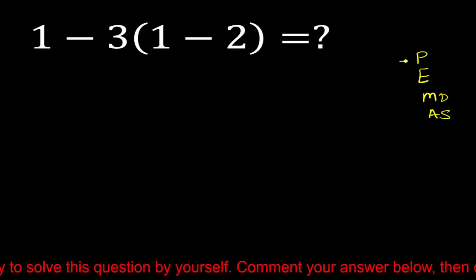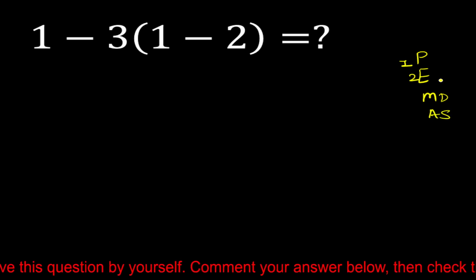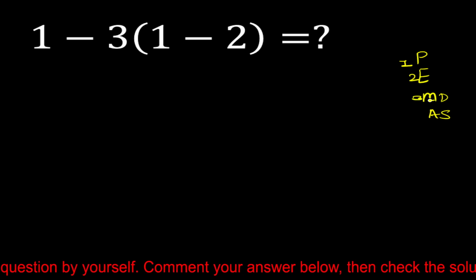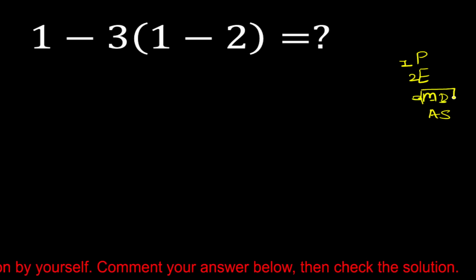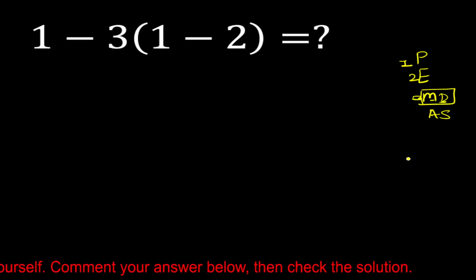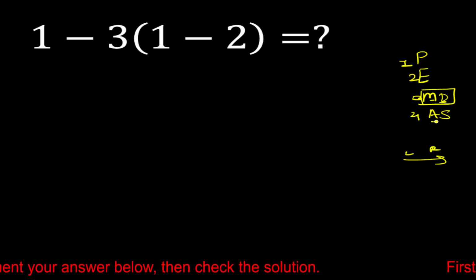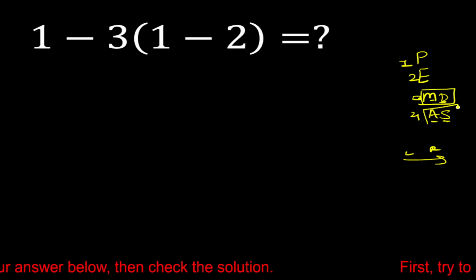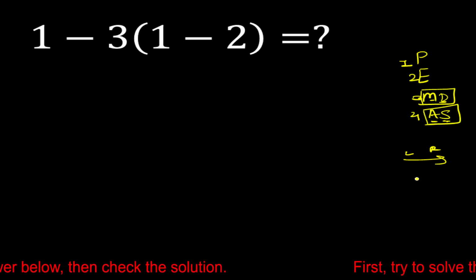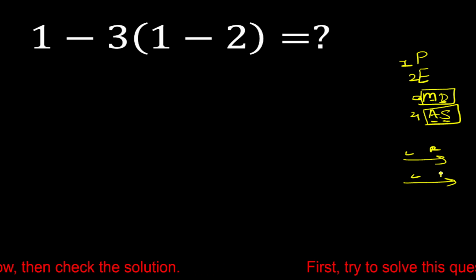PEMDAS. According to PEMDAS, first priority is parenthesis, second priority is exponents, third priority is multiplication and division. Here multiplication and division both have equal priority, so we have to solve it from left to right. Fourth and last priority is addition and subtraction. Also addition and subtraction both have equal priority, so we have to solve it from left to right.